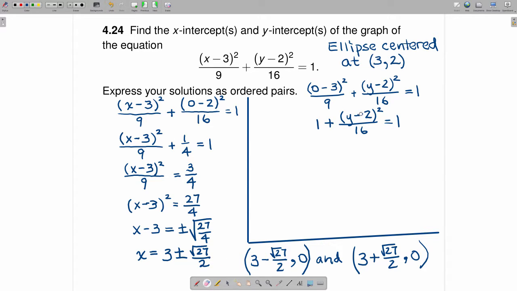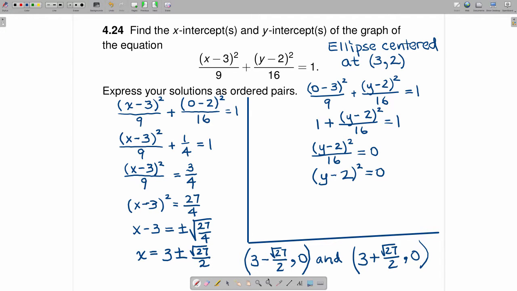Now the next step in solving for y, which is what we want to isolate, is to subtract 1 from both sides of this equation. So when you subtract 1 from the left-hand side, you get (y − 2)² over 16. When you subtract 1 from the right-hand side, you get 0. The next step in solving this equation is to multiply both sides by 16. When you multiply the left-hand side by 16, you get (y − 2)². When you multiply the right-hand side by 16, you get 0.